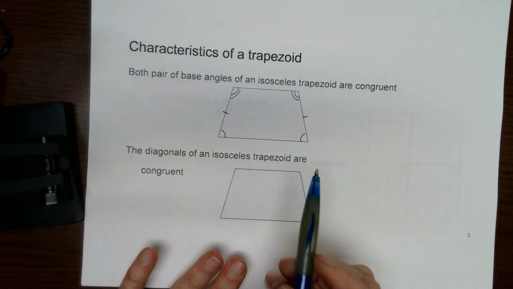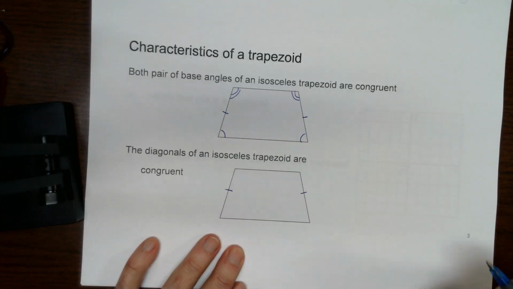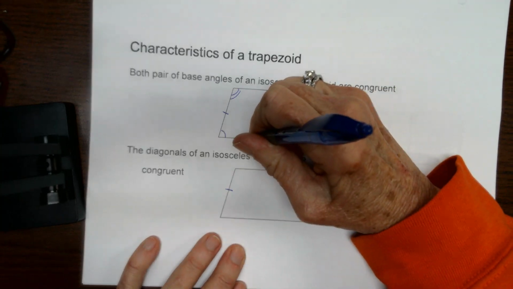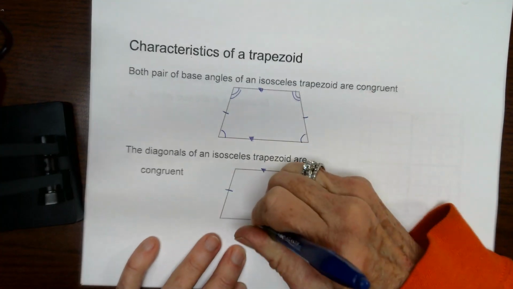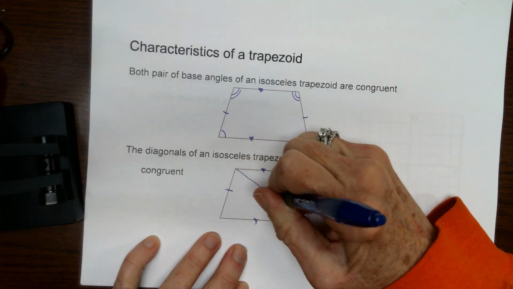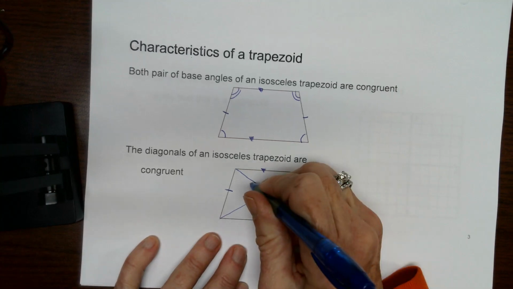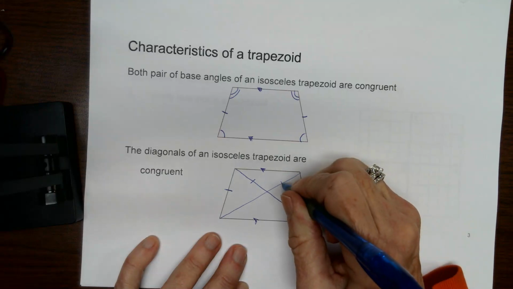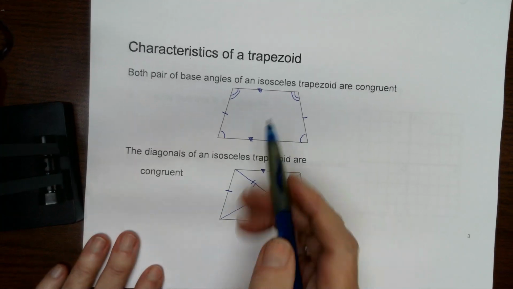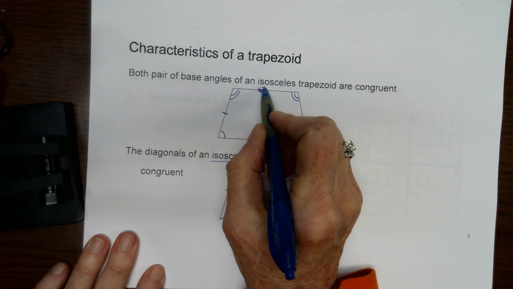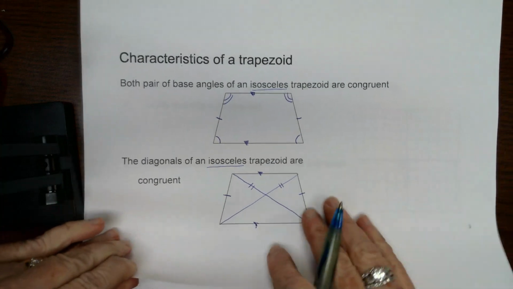Another characteristic is that the diagonals of an isosceles trapezoid are congruent. Now remember, for it to be a trapezoid, it's got one set of parallel lines. Okay, so the diagonals here from that corner to that corner and this corner to this corner are congruent. So that line is congruent to that line. So we'll mark it with 2 since we had marked those. Okay, now remember, these are characteristics of an isosceles trapezoid, not just a trapezoid.